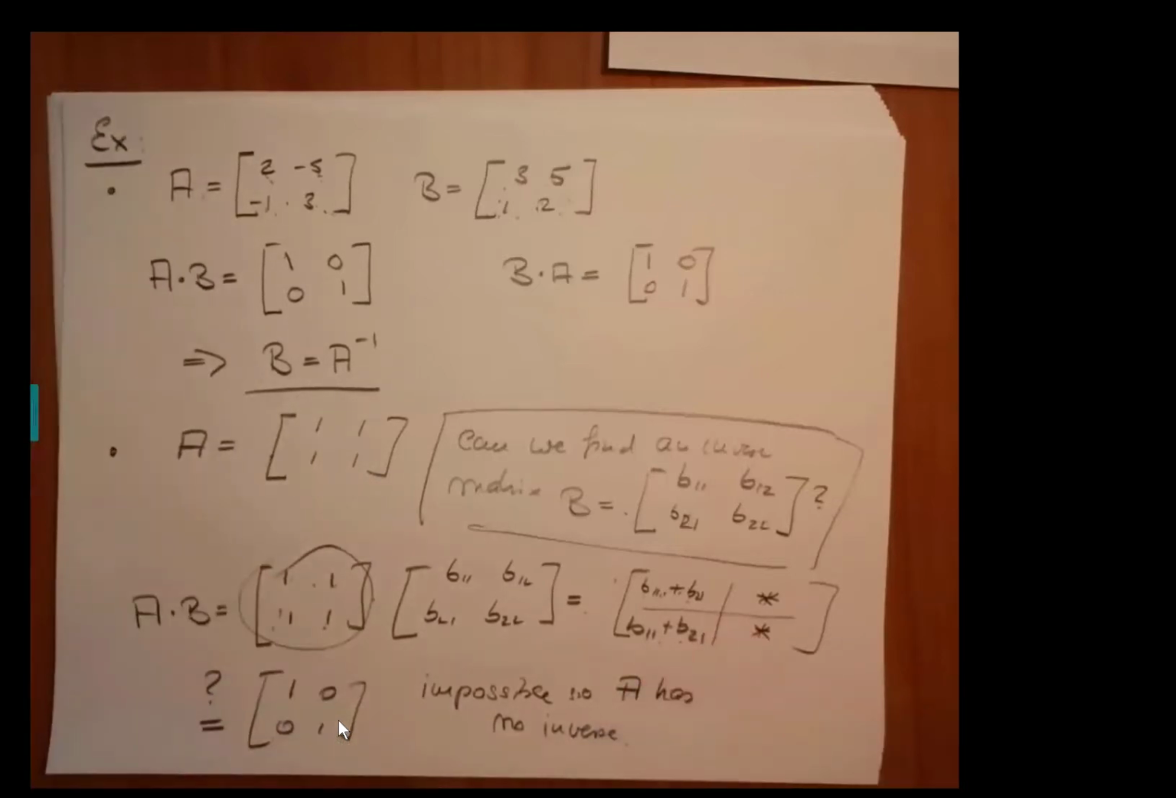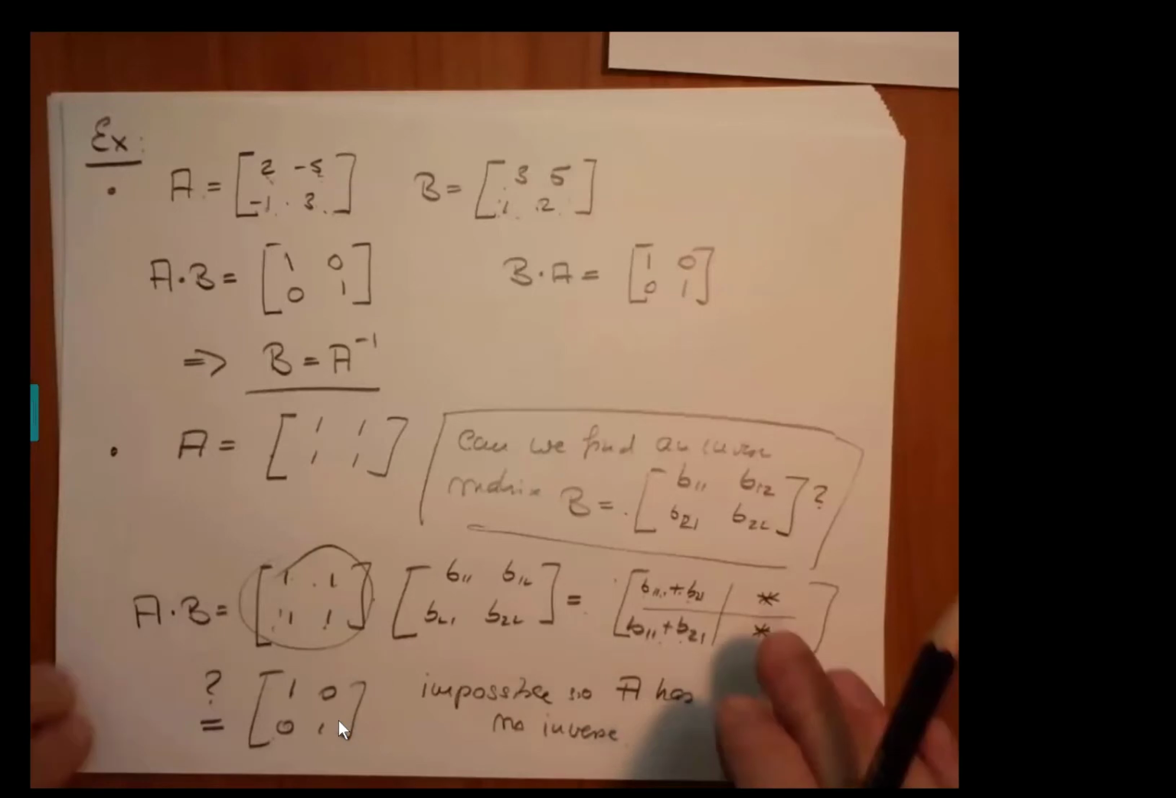Professor? Yes? How did you know that we wanted to get the 1, 0, 0, 1 at the bottom? Because that's the definition of an inverse. A times the inverse must give me the identity matrix. Oh, okay. If there is an inverse. It turns out there is no inverse here. Okay, thank you. That clarified it for me. Yeah, always ask.